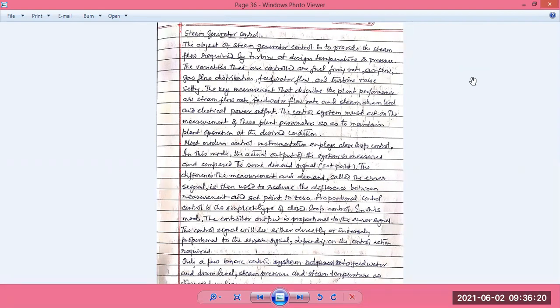Now the controller: all these parts, so there is a reheater, a superheater. Even after the superheater, there is a desuperheater to control the temperature of the steam up to a certain extent, and then send it on. A portion of the steam coming out also goes to another reheater, which keeps it in steam form. There are so many functions we are doing, and we must provide the steam flow required by the turbine at design temperature and pressure. The variables that are controlled are, one, fuel to air ratio.